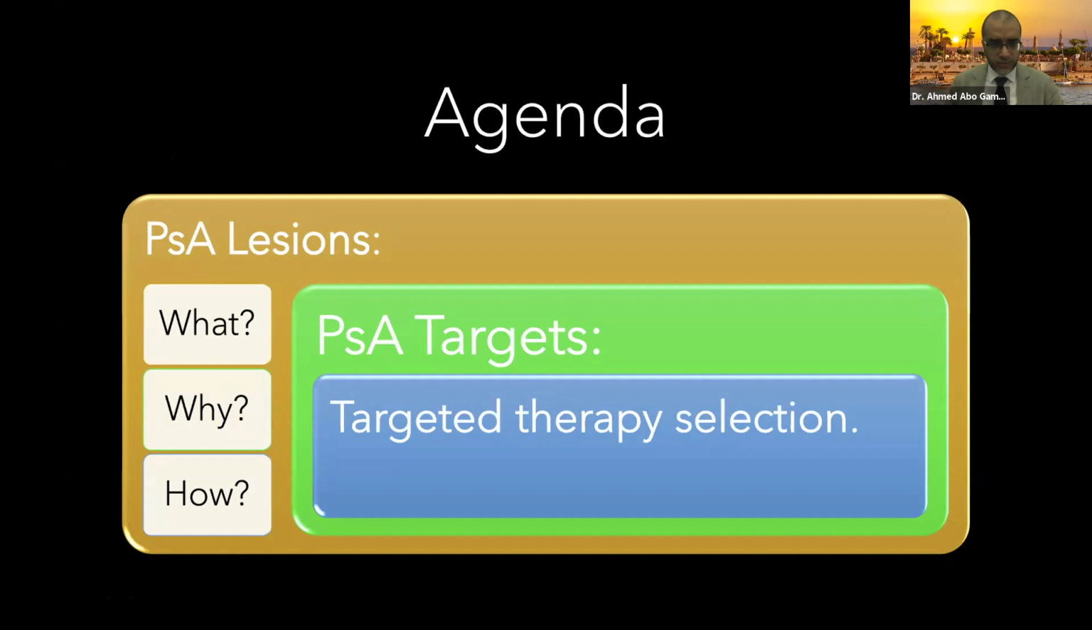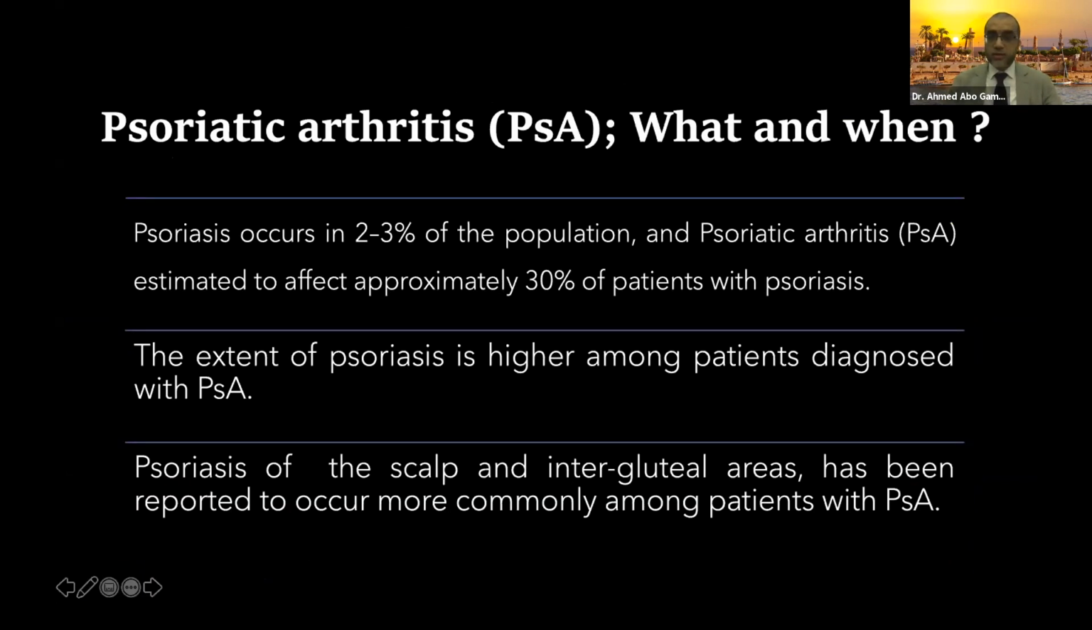Psoriatic arthritis usually develops after psoriasis. This is the most common scenario, in almost 80% to 90% of cases, but in 10% we can have psoriatic arthritis before even the appearance of psoriasis. Psoriasis itself affects almost 2 to 3% of the general population, with almost 1/3 of this population possibly suffering from psoriatic arthritis. And the extent of psoriasis is higher among patients with psoriatic arthritis, especially in some areas like scalp, intergluteal areas, palm, and sole.